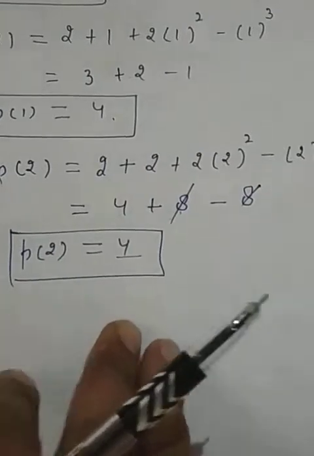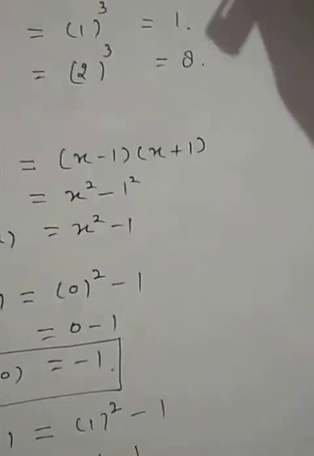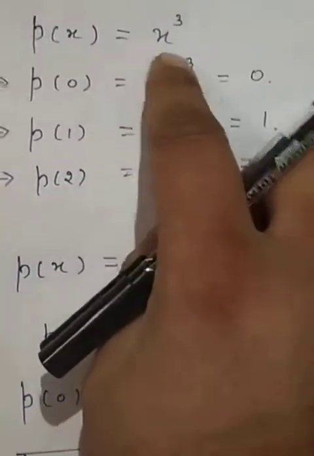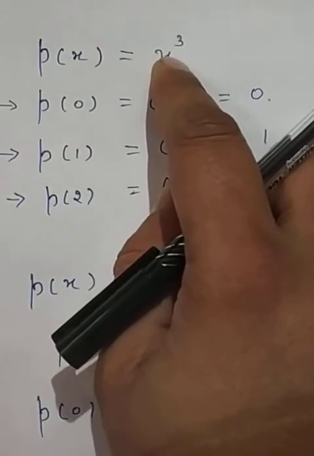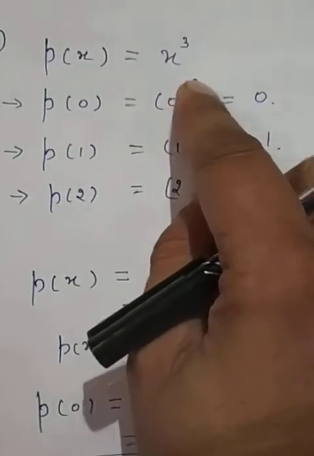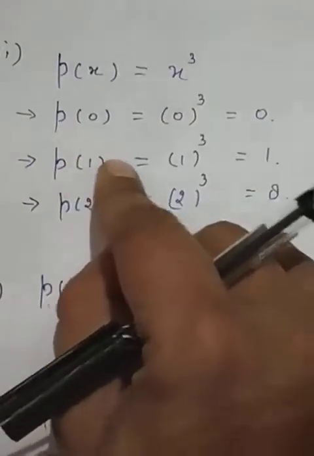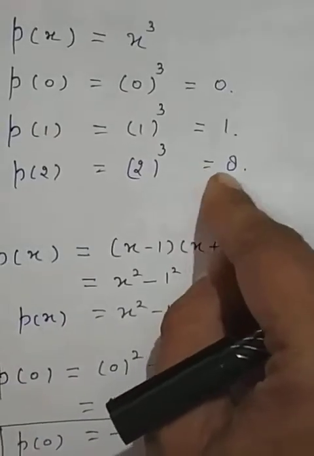Let's go for another part of this question. Question number 2 part 3 is p(x) is equal to x cube. As it is a monomial, that means only one term is there. So I have done it quickly. p(0) is equal to 0 cube, answer is 0. p(1) is equal to 1 cube, answer is 1. p(2) is equal to 2 cube is equal to 8.